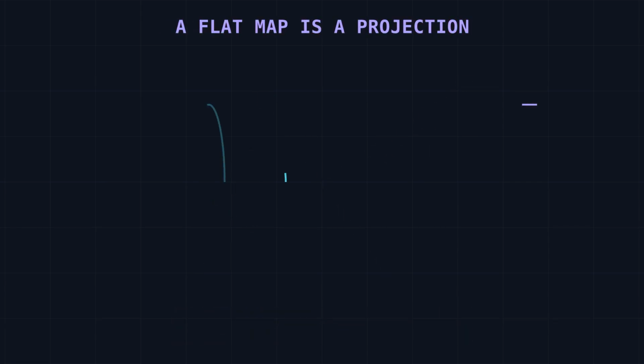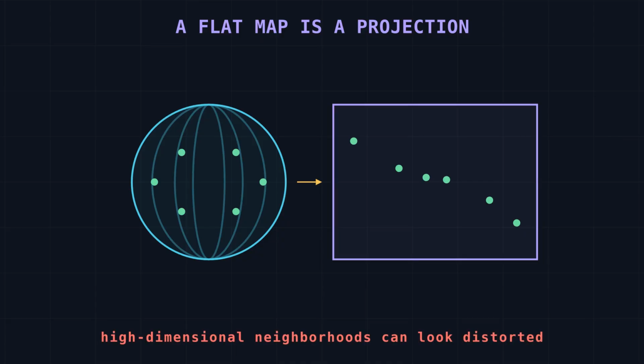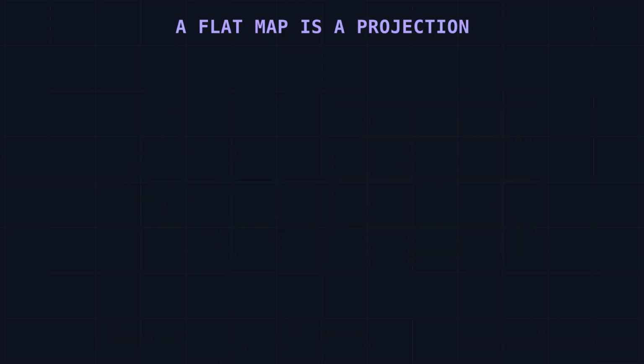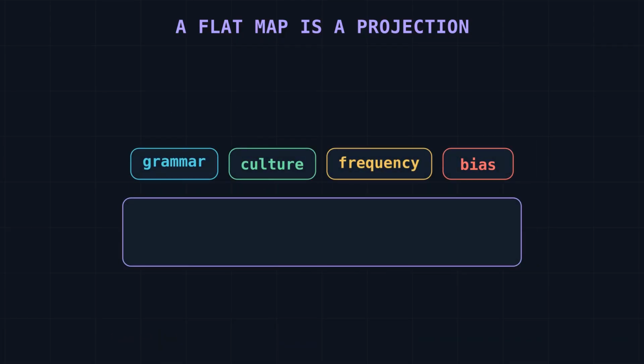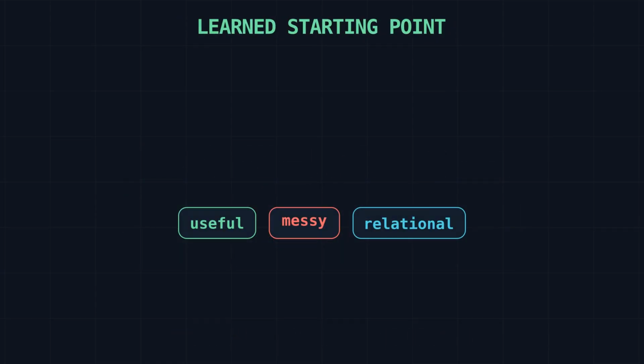The flat picture has another limitation. It is a projection, like pressing a globe onto a sheet of paper. Some neighborhoods look distorted because a high-dimensional space has been squeezed into two dimensions. And the geometry can preserve ugly patterns from its training data. Static word embeddings have famously reproduced social stereotypes. A learned map reflects statistical structure in data, including structure we may not want. So an embedding is not a clean dictionary of meaning. It is a learned numerical starting point with useful, messy relationships.